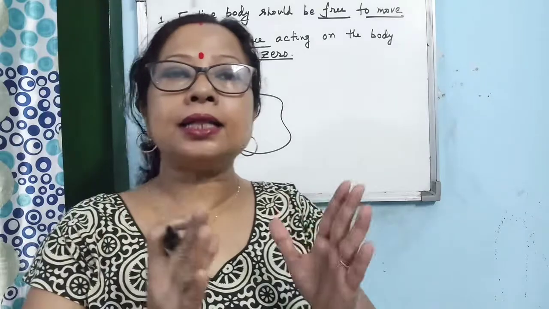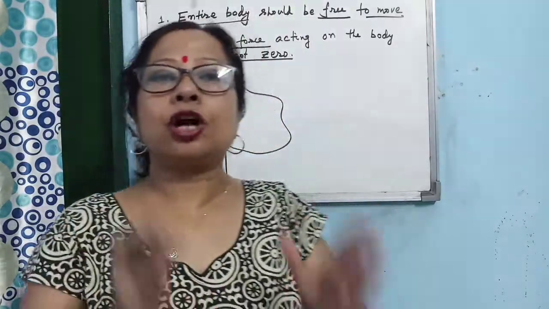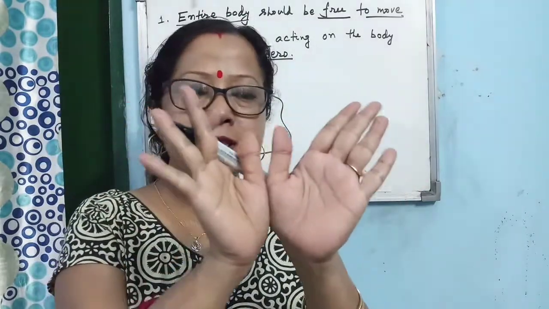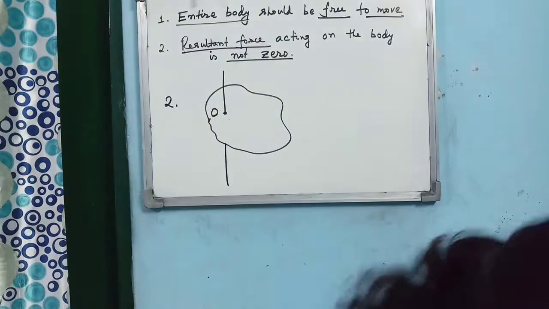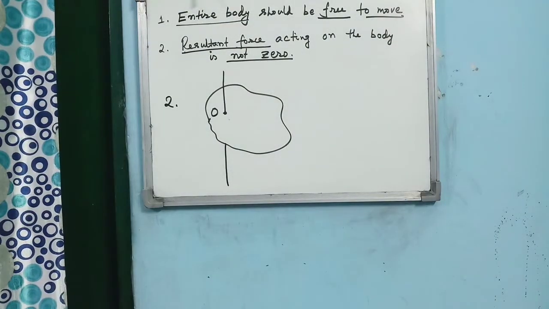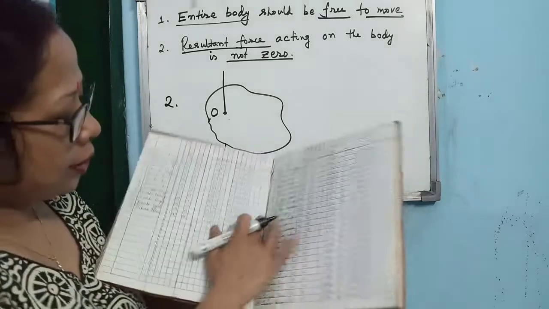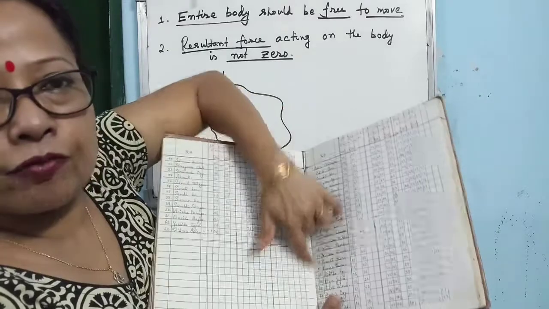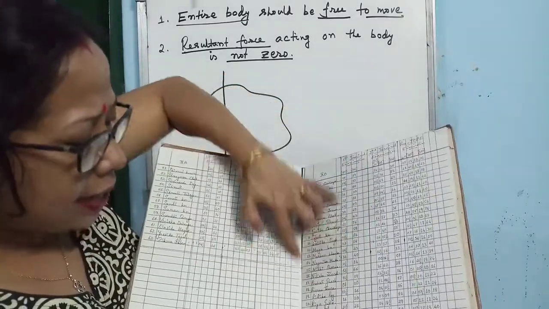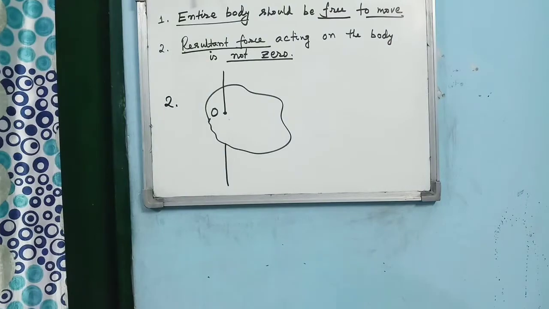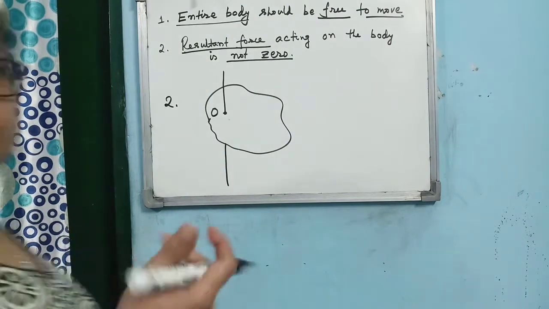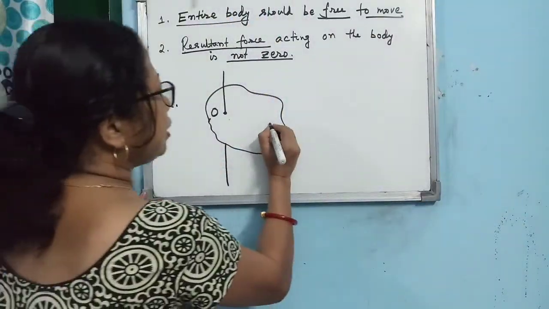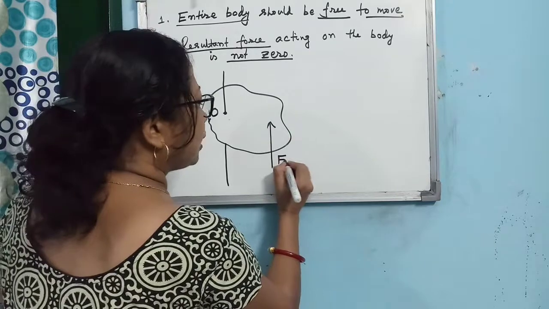If you consider the page of a book, the page of a copy, then you have seen the point where the pages are joined. Just let me show you, one minute. Suppose you consider this one. So you see the point where the pages are joined, it is fixed. Alright, so one line on the body is fixed, or it may happen that one point is fixed.